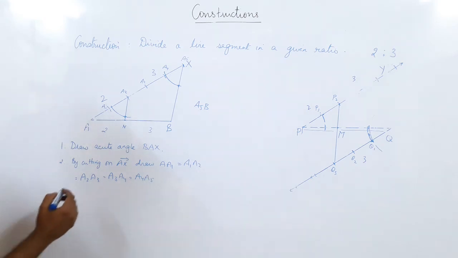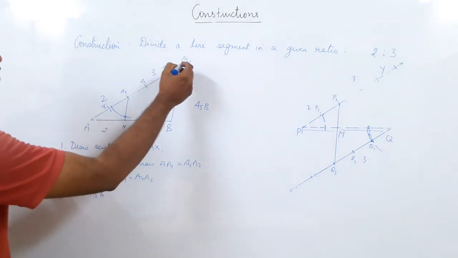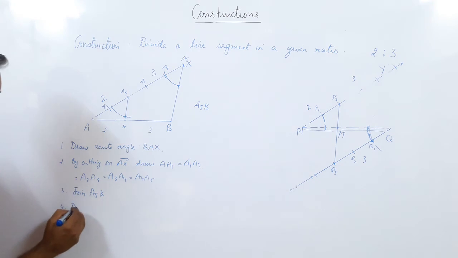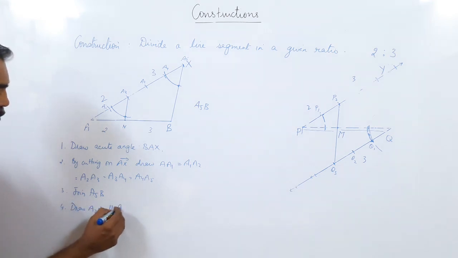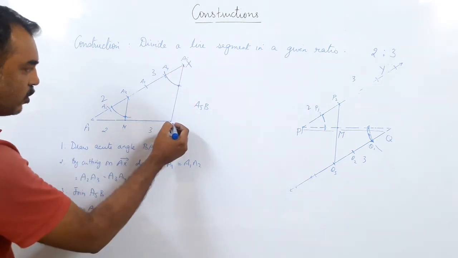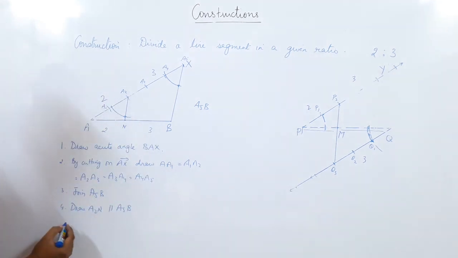Step 3. Join A5B. So I join this A5, the fifth point, to B. Then draw AN parallel to A5B. So this A5B which is there, this line which I got, I have to draw a line from A to N which is parallel to A5B. And that is your steps of construction.